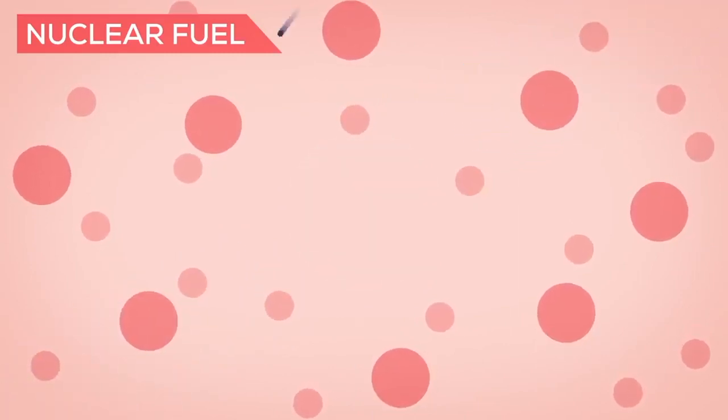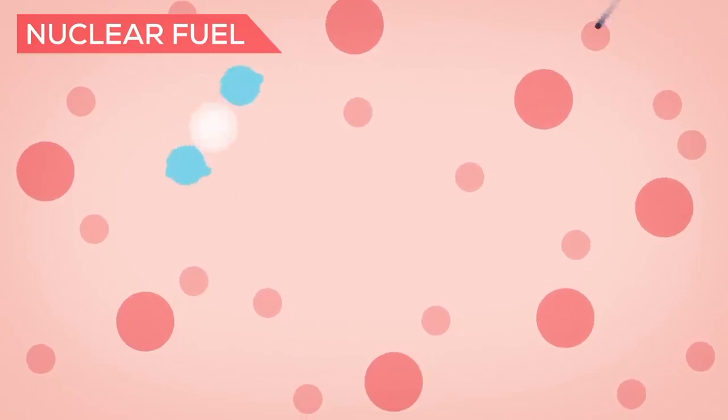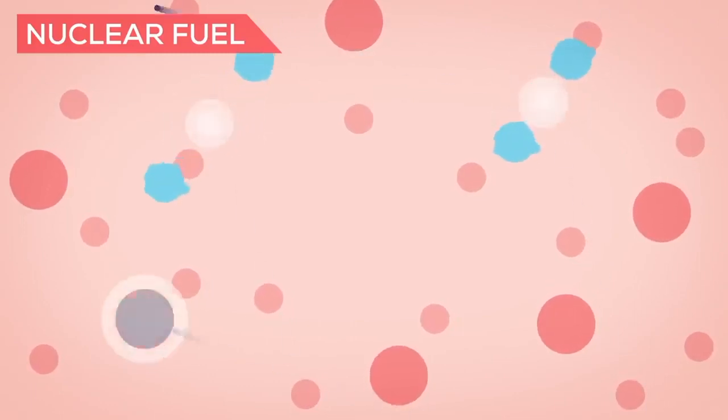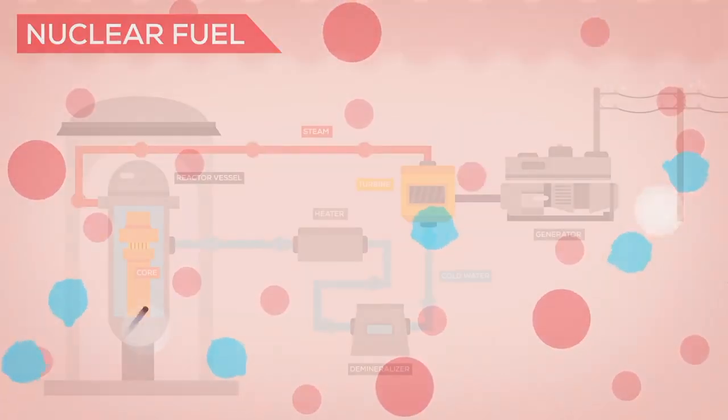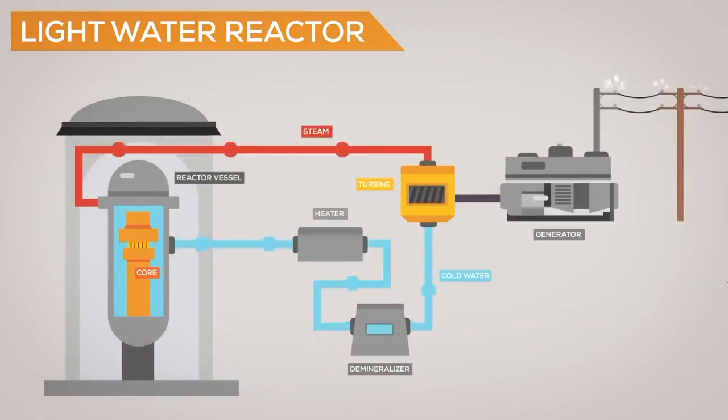The broken up nuclei will then collide with the other atoms around them, which will in turn create a fission reaction and release more energy in neutrons. This process is called the chain reaction. A lot of energy is released as thermal energy, which is used to heat large amounts of water. The steam generated by this heating process is used to power a turbine, which in turn converts this mechanical energy into electrical energy.